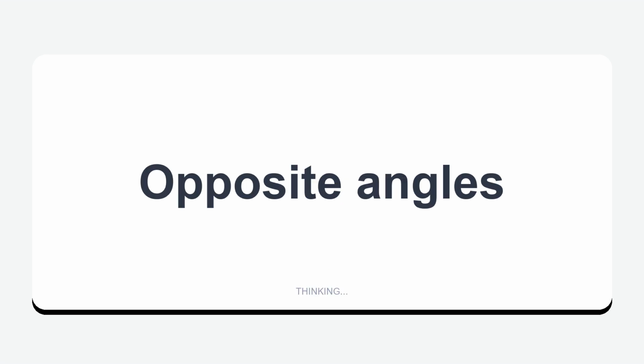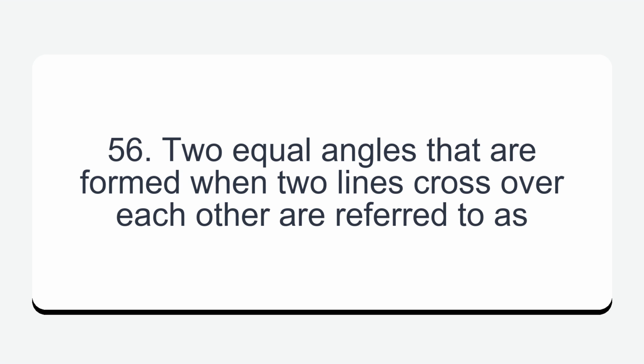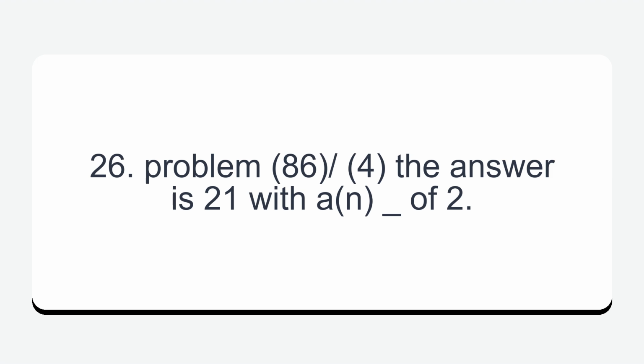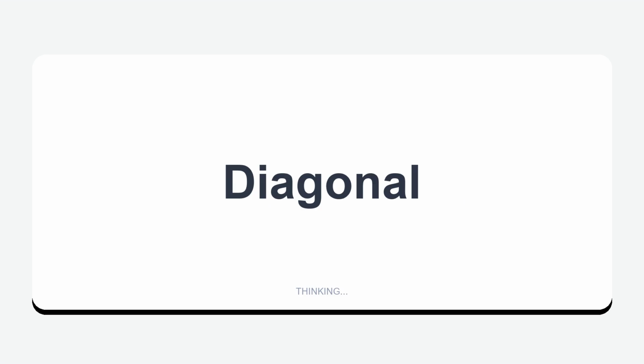Opposite angles. 56. Two equal angles that are formed when two lines cross over each other are referred to as remainder. 26. Problem 86, / 4. The answer is 21 with a, n, underscore of 2, diagonal.